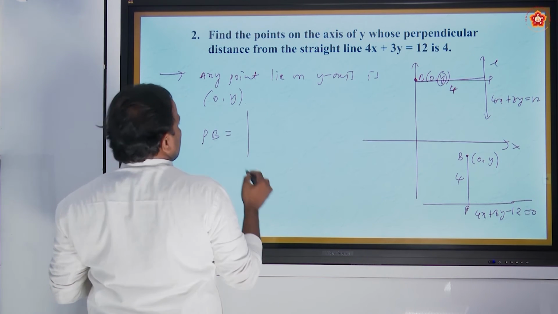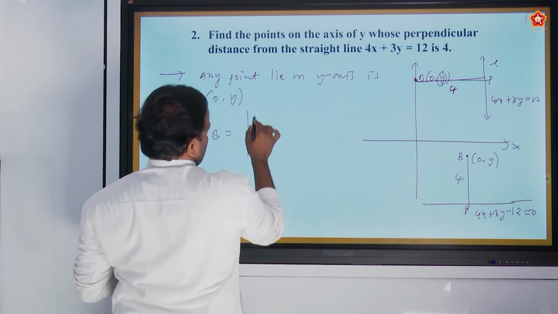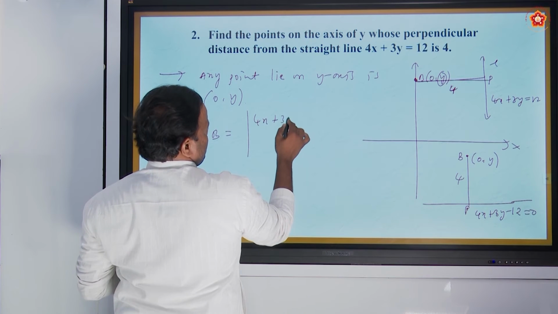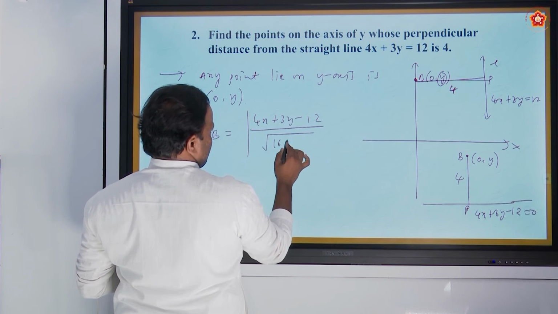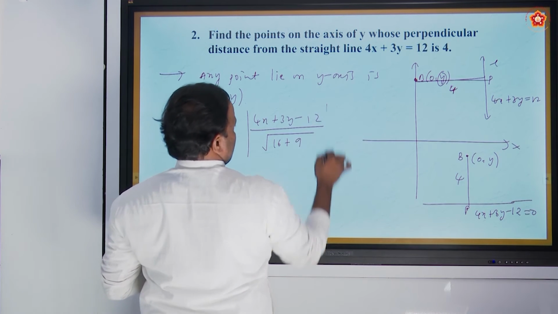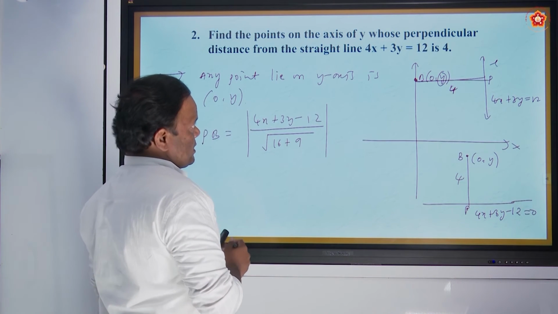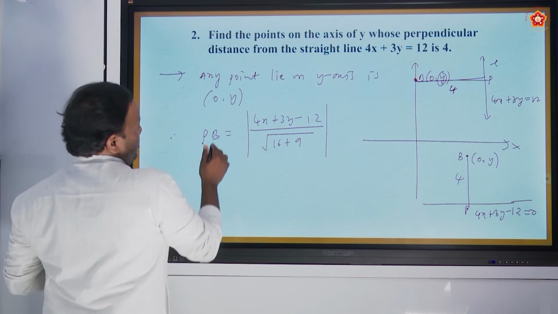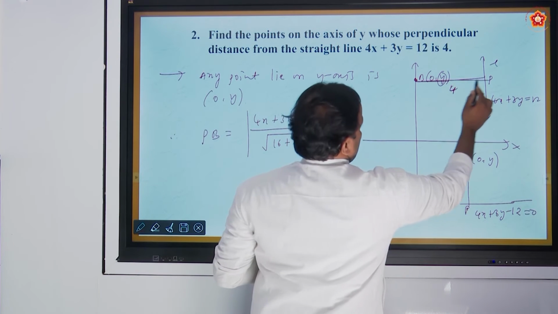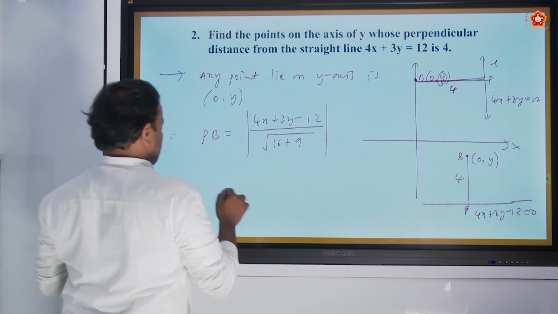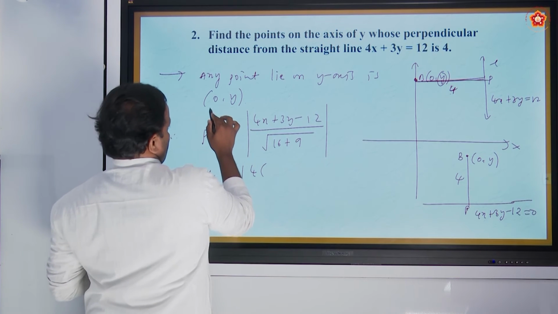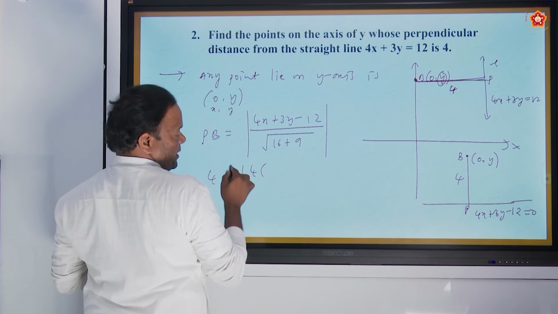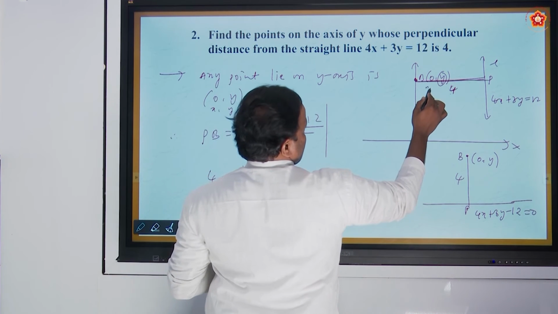the formula we know. Don't use the formula, directly write the equation. What is the equation here? (4x + 3y - 12) divided by the square root of 4 squared, which is 16, plus 3 squared, which is 9. PB is nothing but the length of the perpendicular, which is given here as 4. So 4 equals the mod of 4 into x, plus 3 into y. This point is x, this point is y.